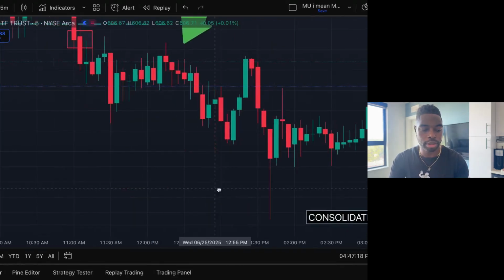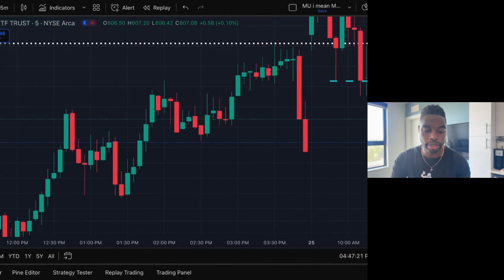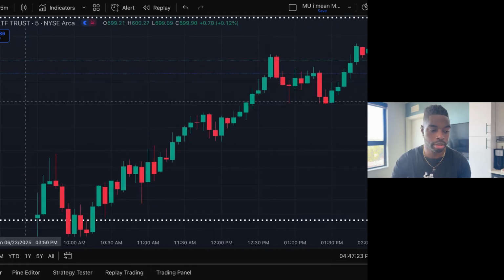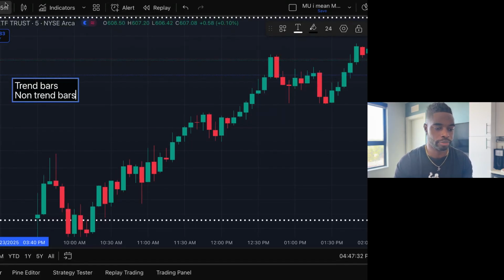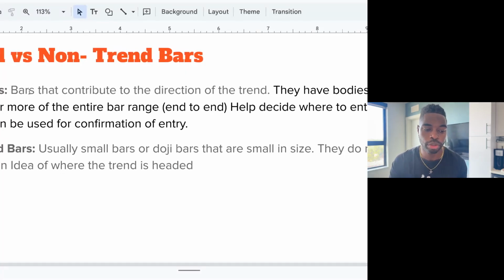Now, the next thing that you need to understand about price action is there are two different types of bars. There's something called trend bars, and then there's something called non-trend bars, and I'd like to show that here. So what is a trend bar? A trend bar is a bar that contributes to the direction of the trend, and they usually have bodies that are 50% or more of the entire range of the bar, end to end. Non-trend bars are really small bars or dojis.